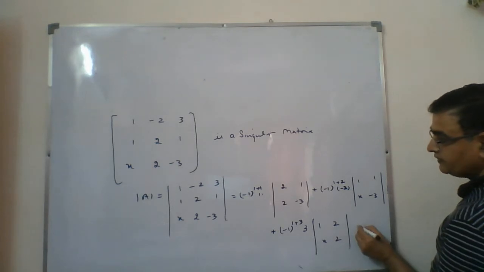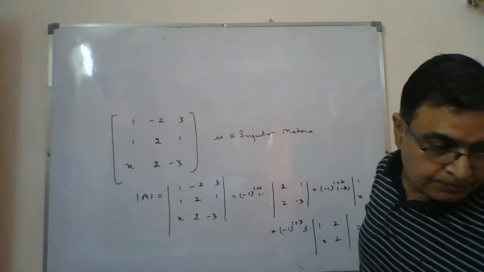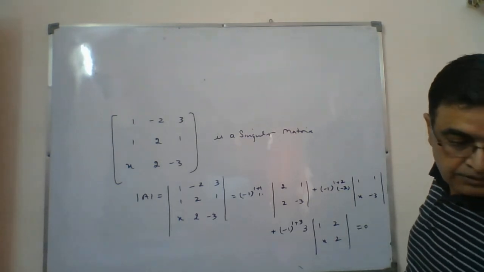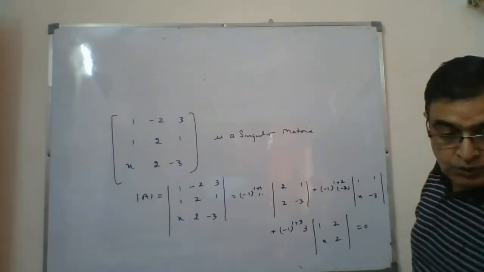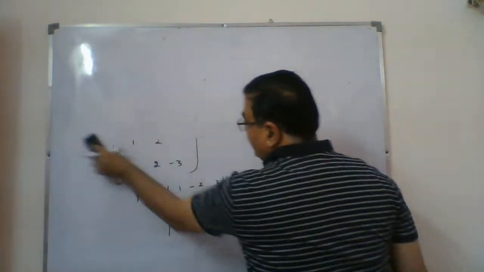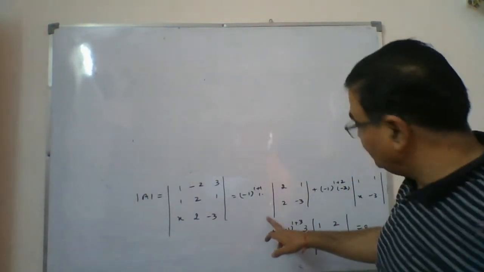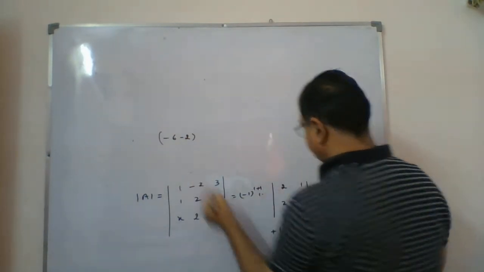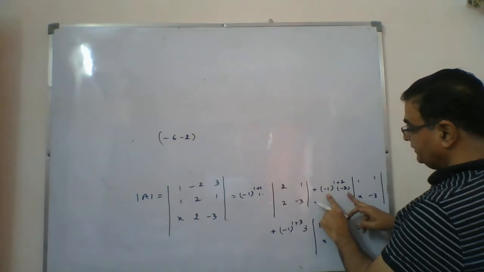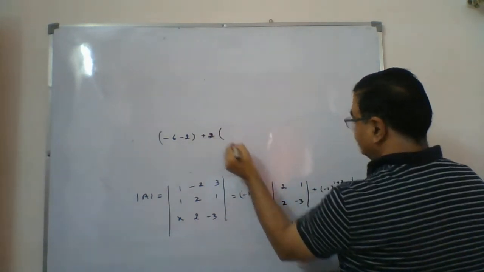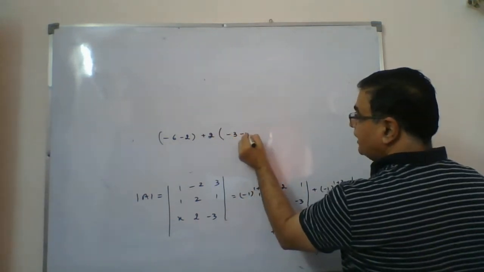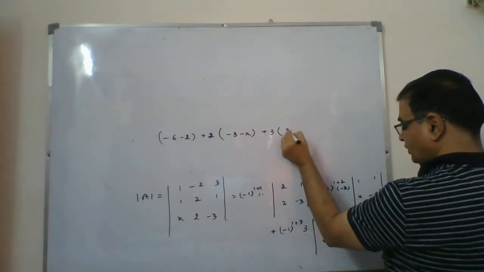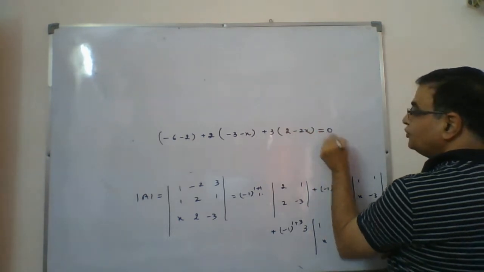And this has to be 0. Keep in mind, this is 0. That means now we can solve it and find the value of x. How do we do it? Just check here. This will be minus 6 minus 2. Then this becomes minus, and this is so plus 2. And then it will come minus 3 minus x. And then plus 3 times 2 minus 2x comes out to be 0.